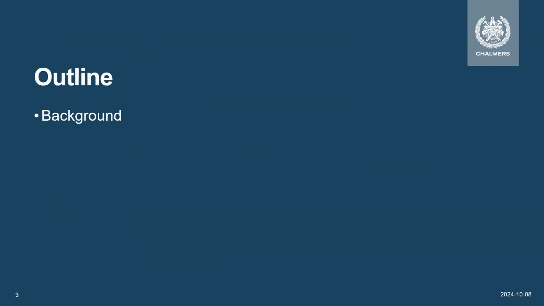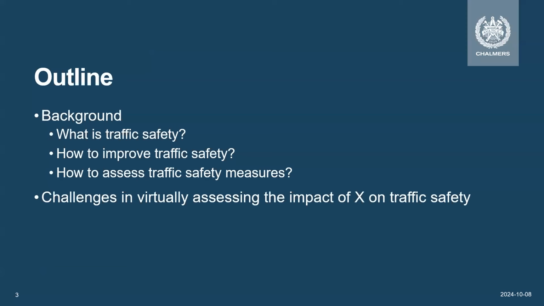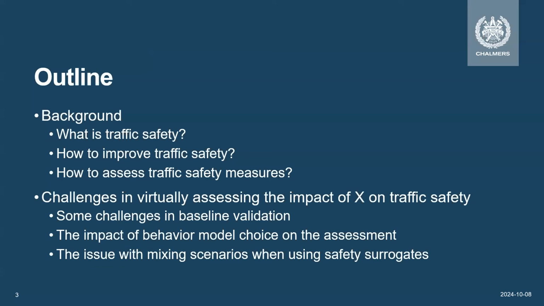So the outline today: I'll start with the background, as I said, quite generally. What is traffic safety? How to improve traffic safety, and then how to assess traffic safety measures. By measures here, I mean any measure that you take to improve safety. After that introduction, I will talk about some of the challenges in virtually assessing the safety of X, and I'll come back to what I mean by X here. Some challenges in baseline validation, the impact of behavior model choice in the assessment, how much that impacts the outcome, as well as an issue with mixing scenarios when using safety surrogates, when using near crashes or things like that to assess safety. The first two are directly related to a recent paper, and the last one is a little bit of an extension to that.